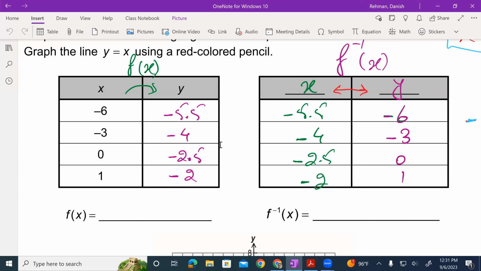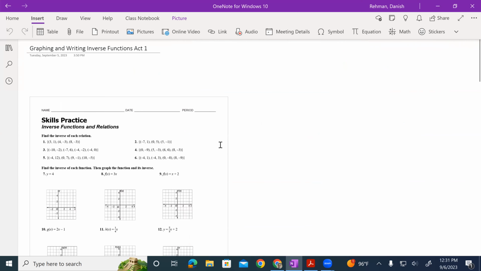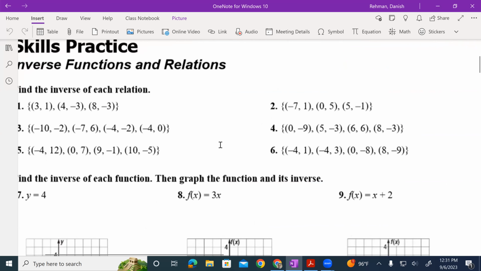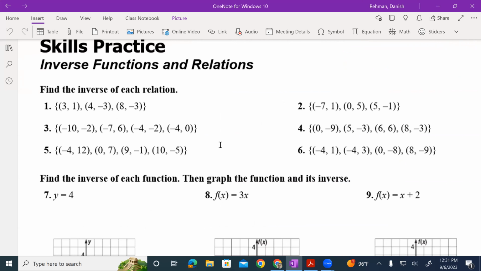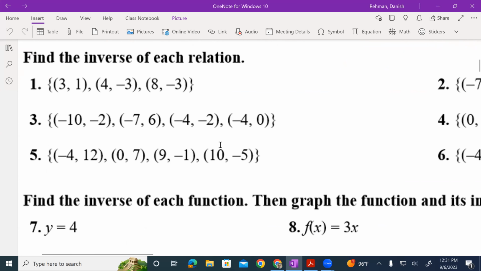Second thing, when you have ordered pairs, and where do I have the ordered pairs here? In this worksheet, you see on the first one, first 6 questions. Let's switch to this for just 1 minute, and I'm sure that you will easily figure out how to find the inverse if you have ordered pairs. Now, how many pairs are there in question number 1?